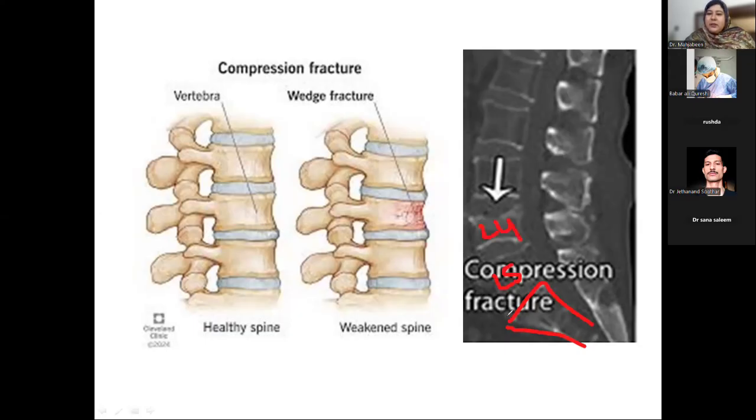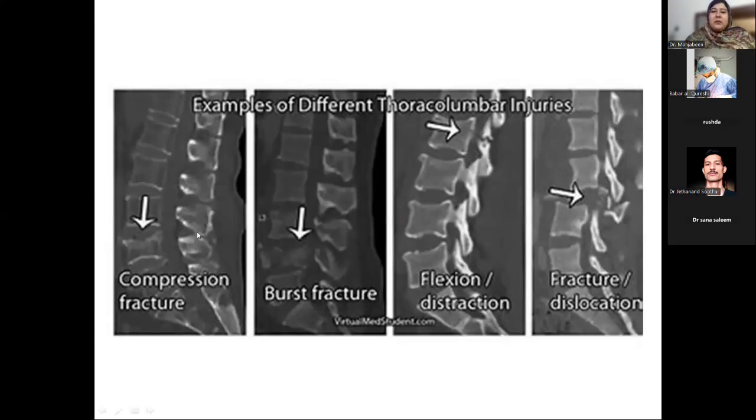So this is how, as Dr. Babar already told, there are two ways to count the vertebrae. Either you can go from below by counting from the sacrum, or you can come from above by counting from the odontoid. So very good. This is a fracture of L4, a compression fracture of L4. Okay, then we saw this compression fracture again. Now this is a burst fracture.